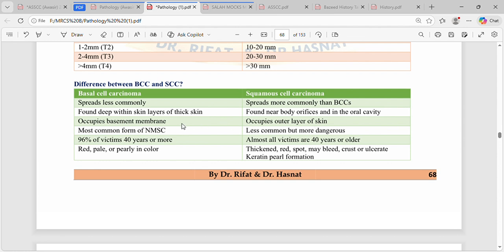Basal cell carcinoma will usually occur in the stratum basale, and squamous cell will occur in the upper parts. 96% of victims are 40 years or older. It is red, pale in color, a thickened red spot that may bleed, crust or ulcerate. It has keratin pearl formation, and it metastasizes early to lymph nodes.